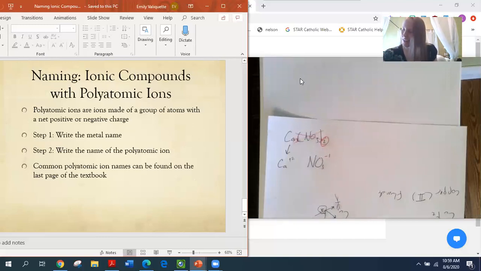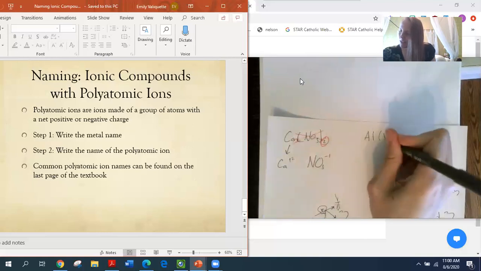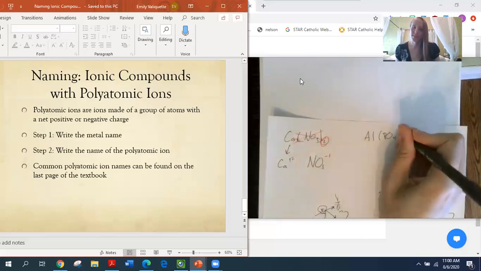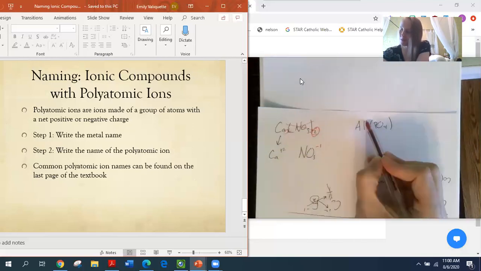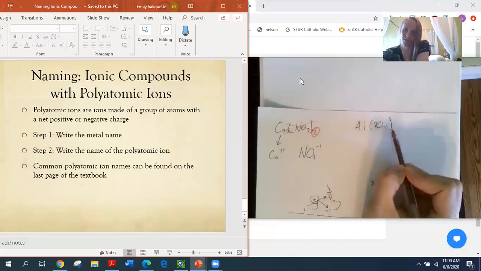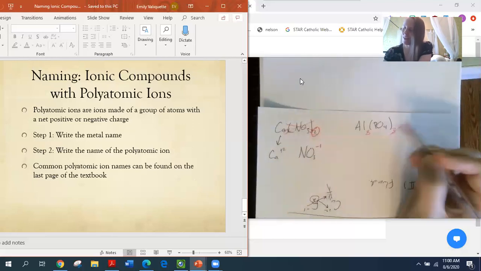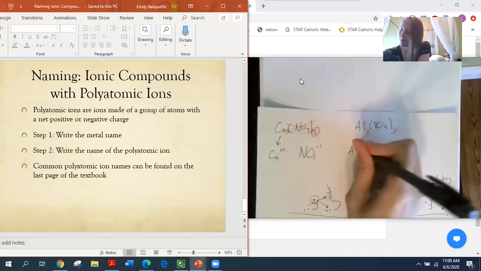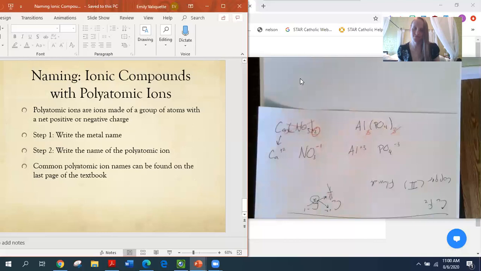Just to go over another example here, if we had, let's say, AlPO4. This is aluminum phosphate. We know that aluminum normally has a charge of +3, which would cross over here. But because there's not a little 3 here, it must have gotten canceled out. And that is because both aluminum and phosphate have charges of 3. Okay.